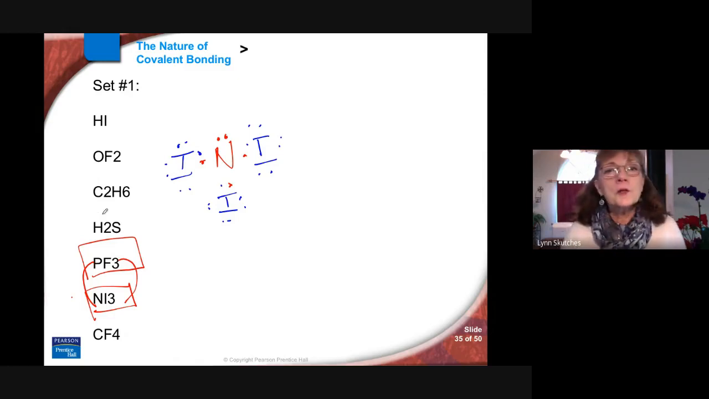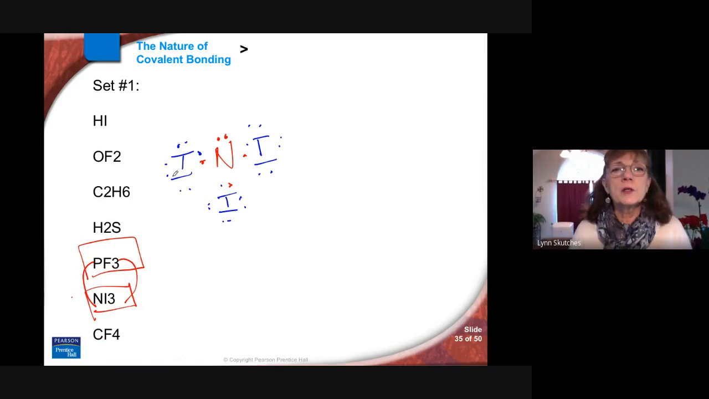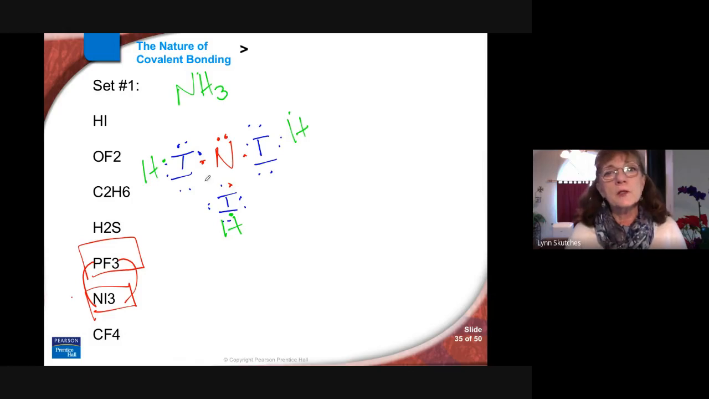This could also just as easily be nitrogen with 3 hydrogens. Okay, they would not go to the iodines. I'm just putting that on there to show you. Because again, nitrogen can bond 3 times because it has 3 unpaired electrons. So that again is ammonia.